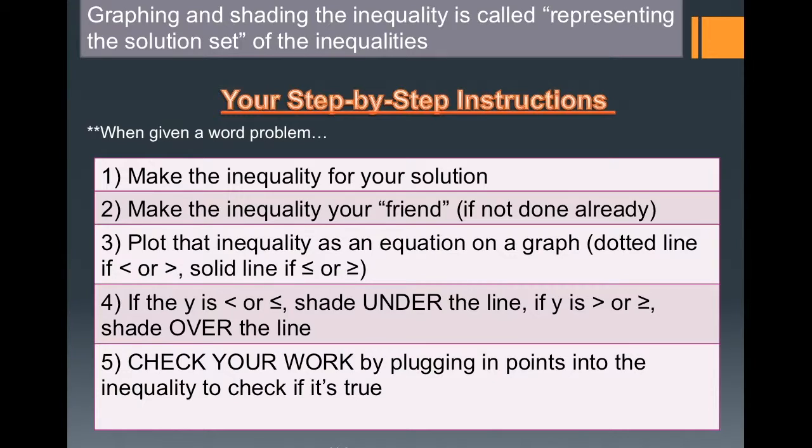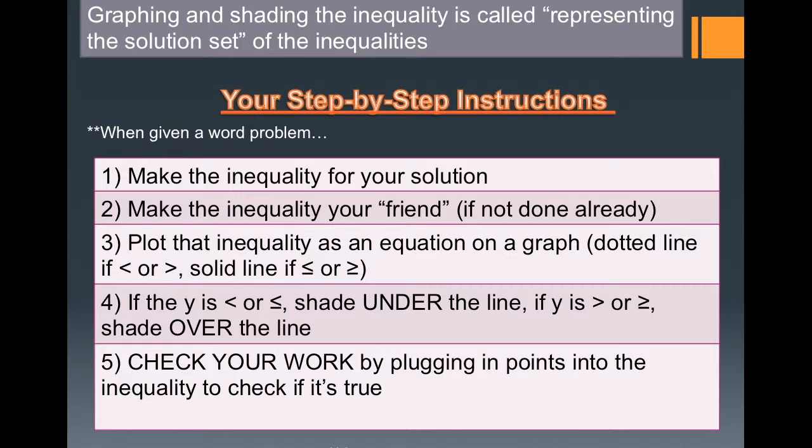Step 3, plot that inequality as an equation on a graph. So remember, we plotted our y equals negative x plus 20. We plotted it on a graph as a line. We didn't shade anything yet. Remember that if your inequality is less than or equal to or greater than or equal to, you use a solid line. If there is no equal to after your inequality, then you leave it as a dotted line, and we'll see that in a second.